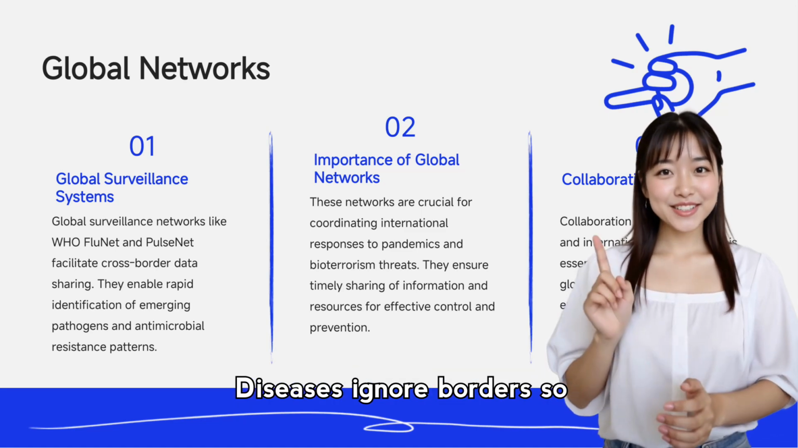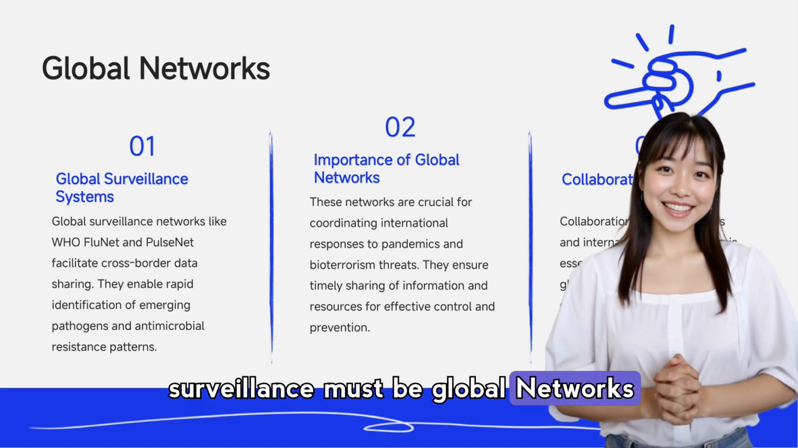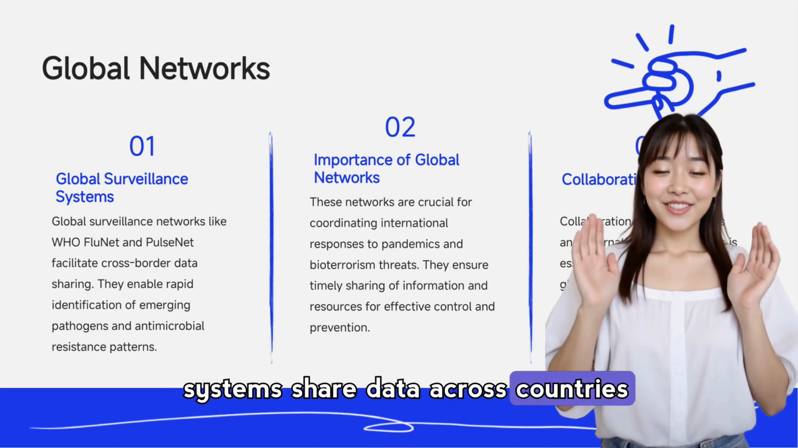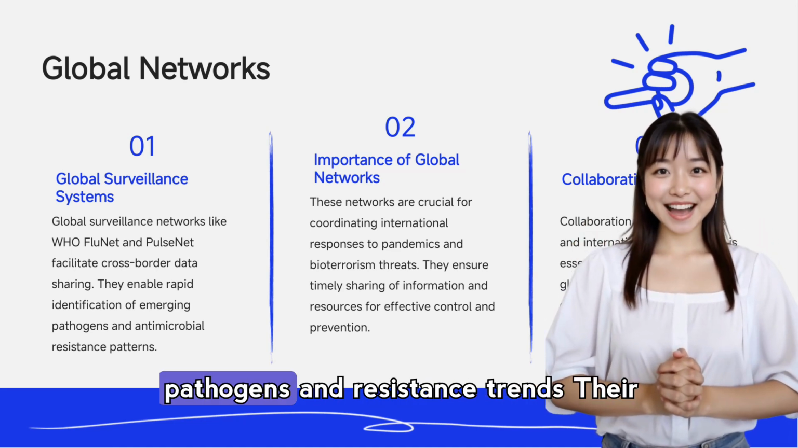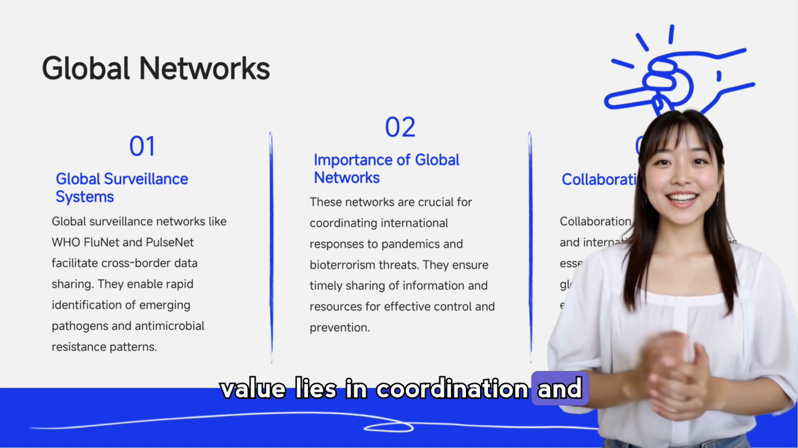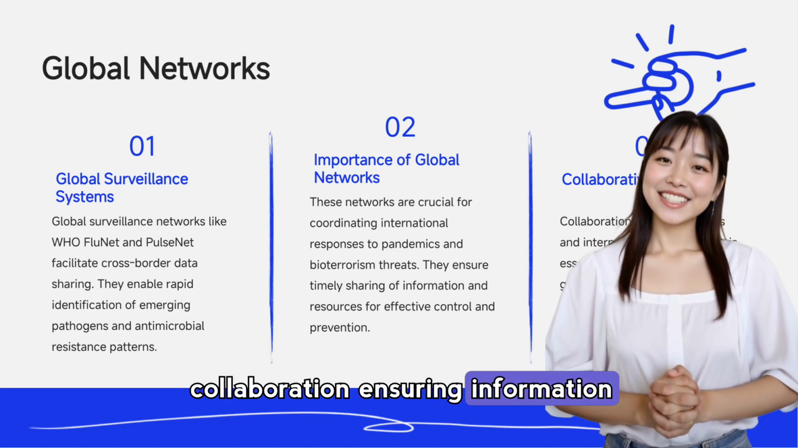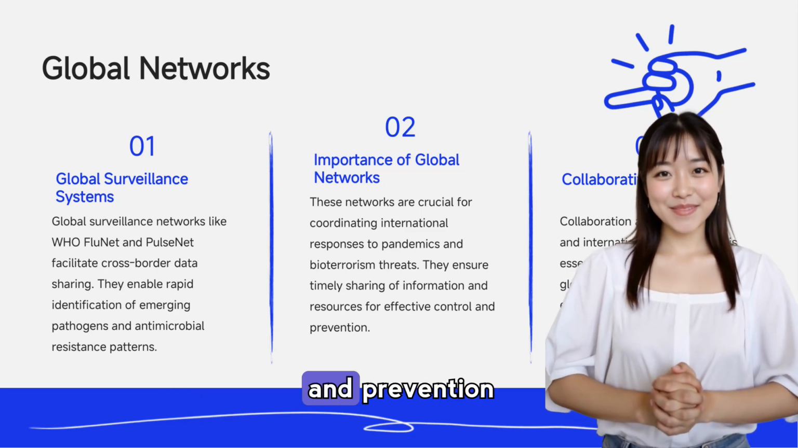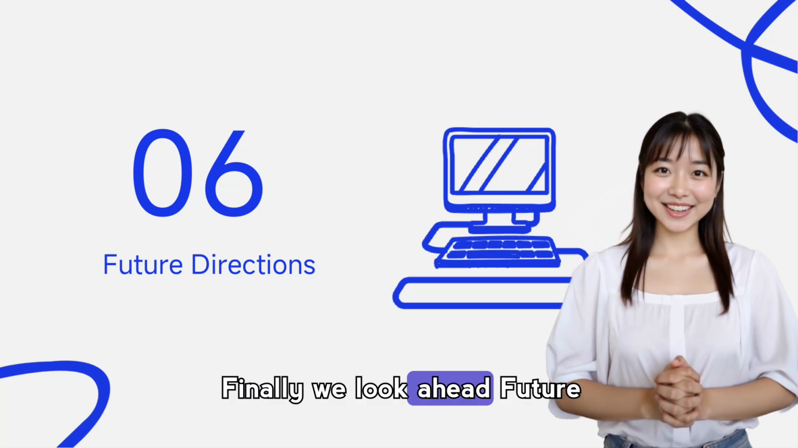Diseases ignore borders, so surveillance must be global. Networks such as international flu and foodborne systems share data across countries, speeding the detection of new pathogens and resistance trends. Their value lies in coordination and collaboration, ensuring information, expertise, and resources move quickly to where they are needed for control and prevention. Finally, we look ahead.